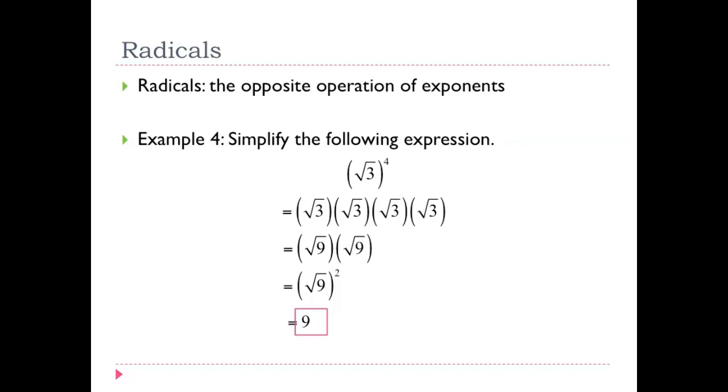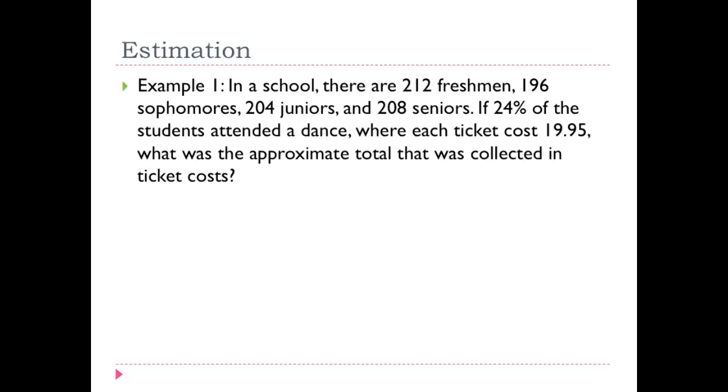All right, our next topic here is estimation. So take a look at this example. In a school, there are 212 freshmen, 196 sophomores, 204 juniors, and 208 seniors. If 24% of the students attended a dance where each ticket cost $19.95, what was the approximate total that was collected in ticket costs?